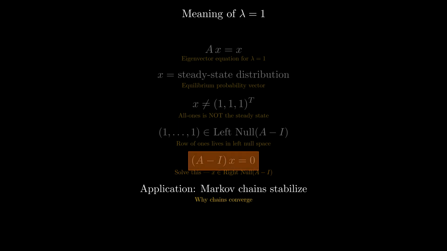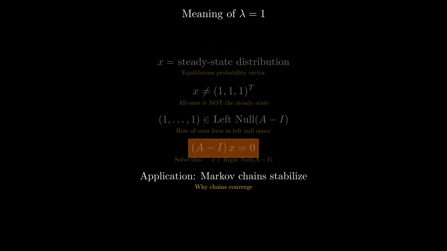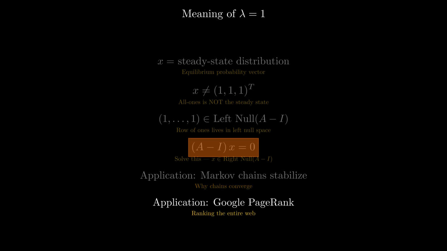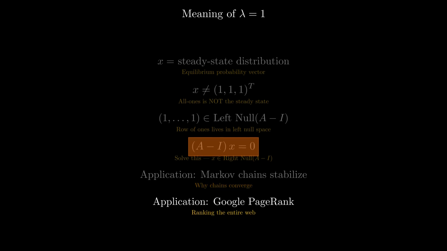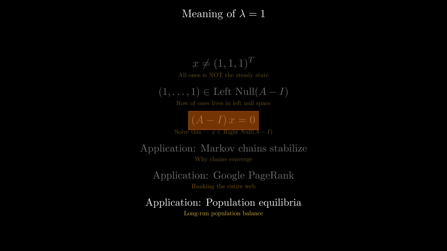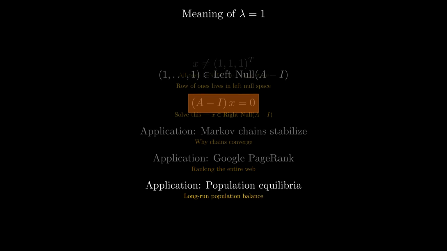This single eigenvalue is the reason Markov chains stabilize, the reason Google's PageRank can rank the entire web, and the reason population models have equilibria. One rule, one steady state.